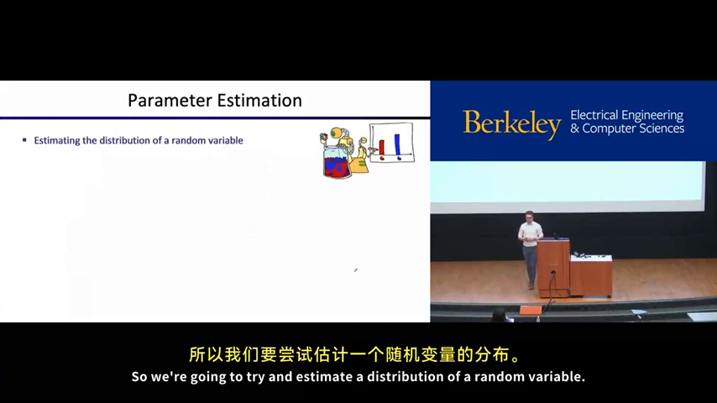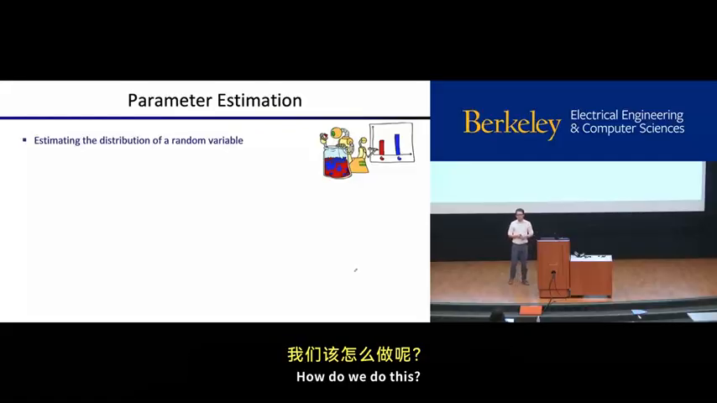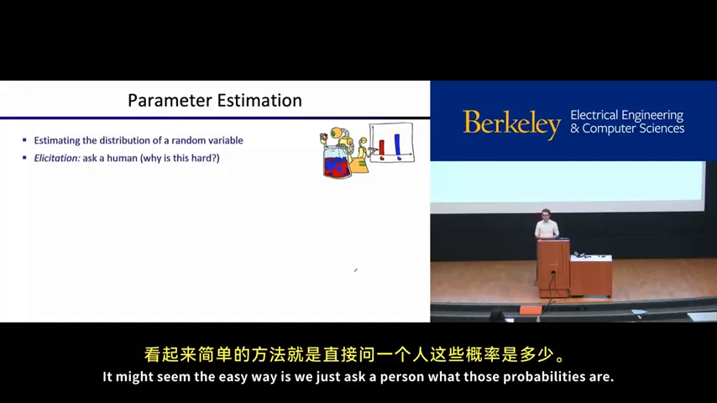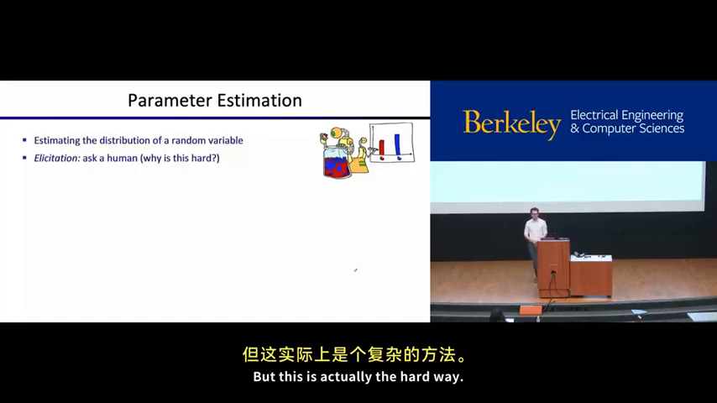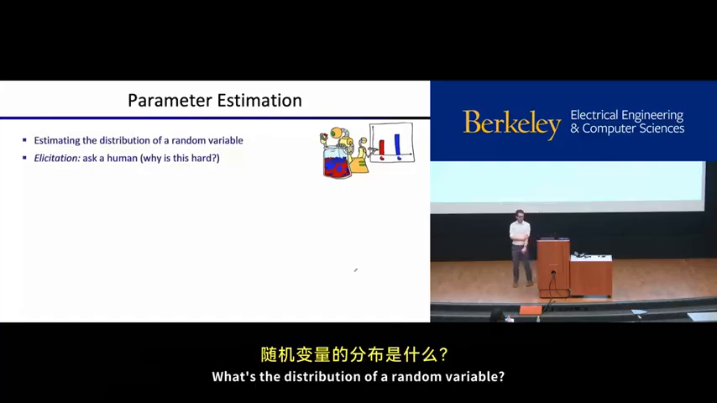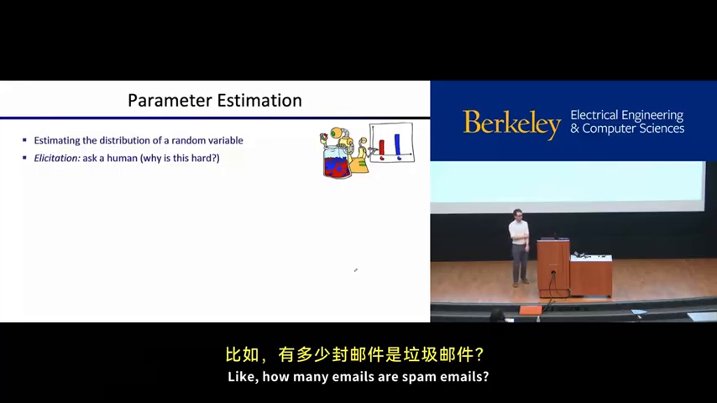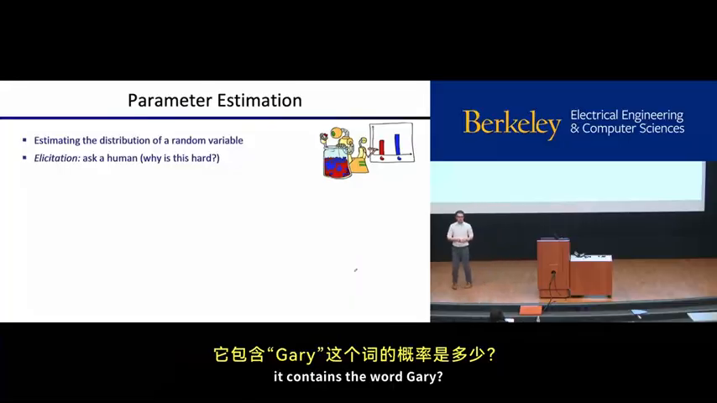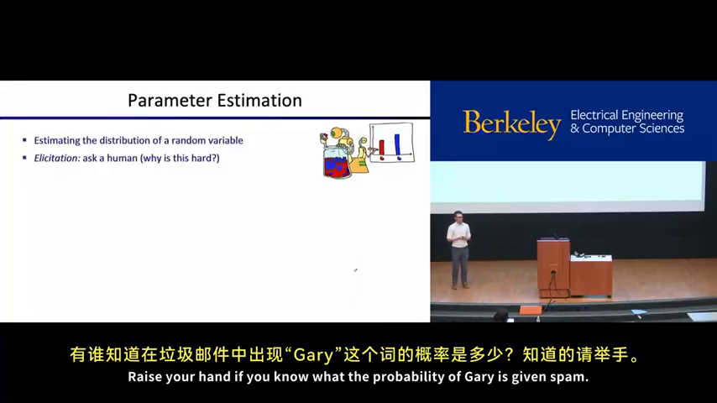So we're going to try and estimate a distribution of a random variable. How do we do this? Well, there's an easy way and there's a hard way. It might seem like the easy way is we just ask a person what those probabilities are. But this is actually the hard way. Why is this hard? What's the distribution of a random variable? Like, how many emails are spam emails? Or better yet, what is the probability that if I see a spam email, it contains the word Gary? Does anyone know? Raise your hand if you know what the probability of Gary is given spam.